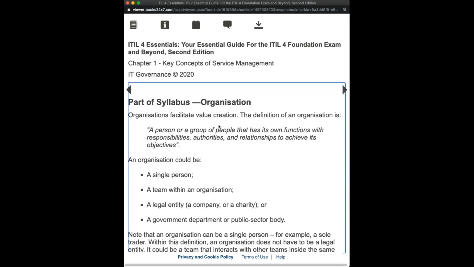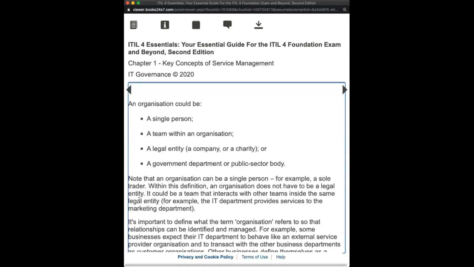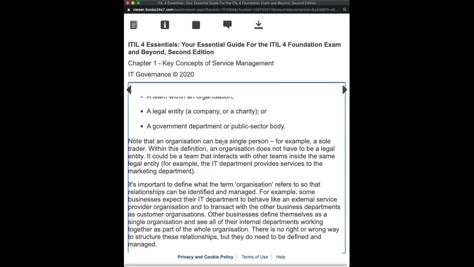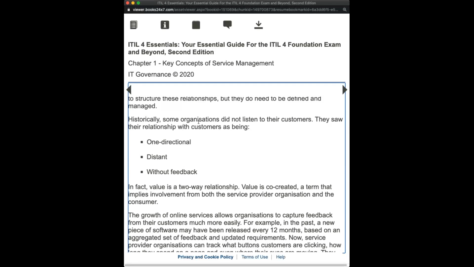So just the definition of organization: these are a person, group, people, and legal entity, government. I think most of you know what an organization means, so we can skip that part. So this is a good thing to check.